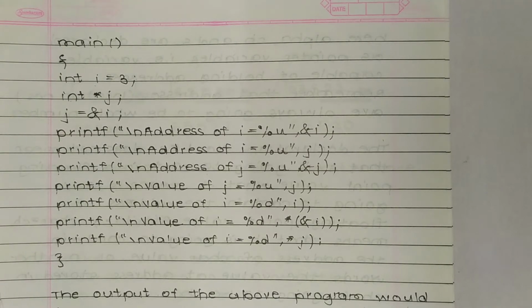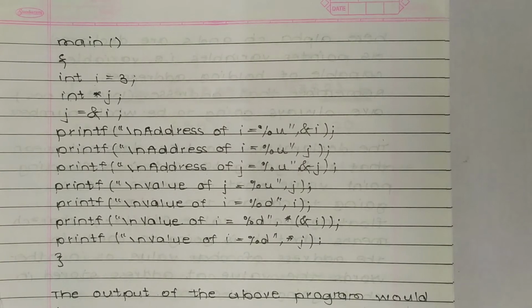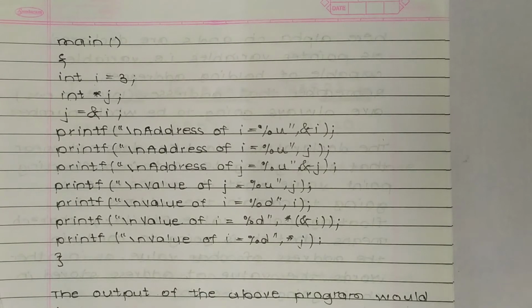Now printf("\n Address of i = %u", j), where \n is for next line. Now printf("\n Address of j = %u", &j). printf("\n Value of j = %u", j). Now printf("\n Value of i = %d", i). Now printf("\n Value of i = %d", *(&i)). printf("\n Value of i = %d", *j).